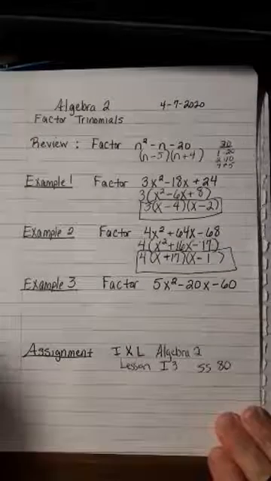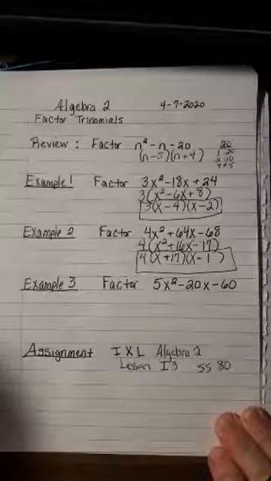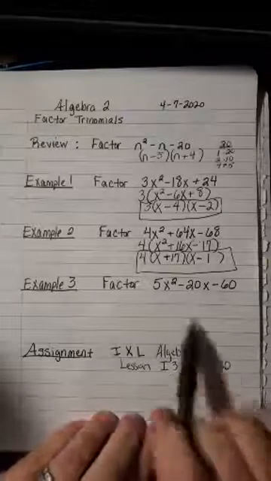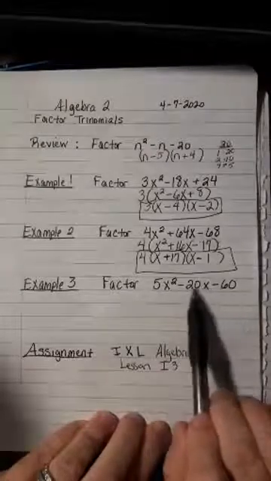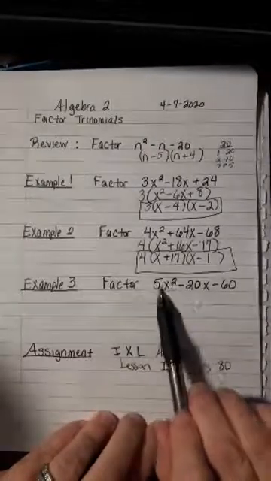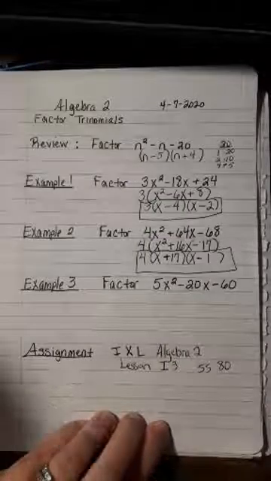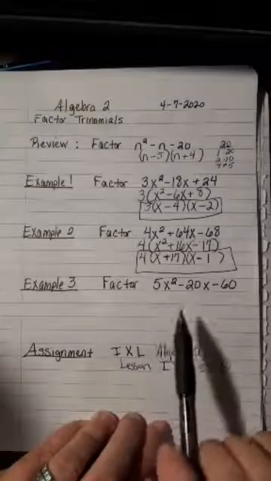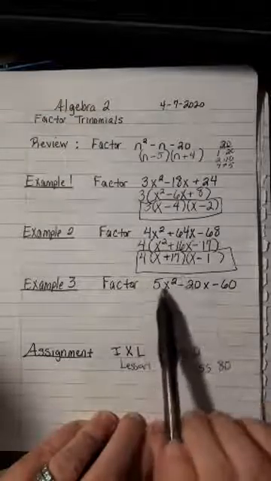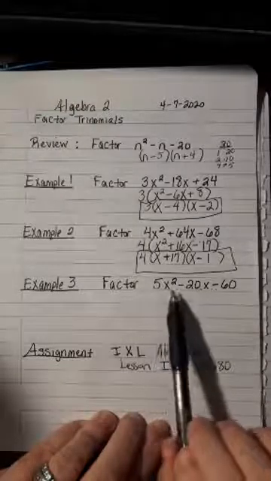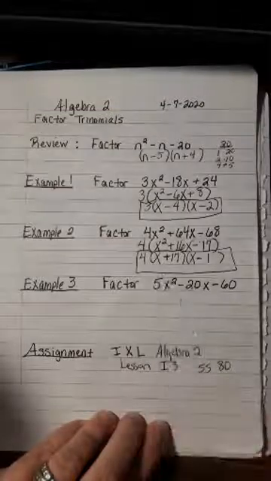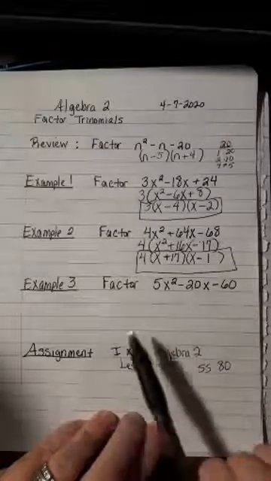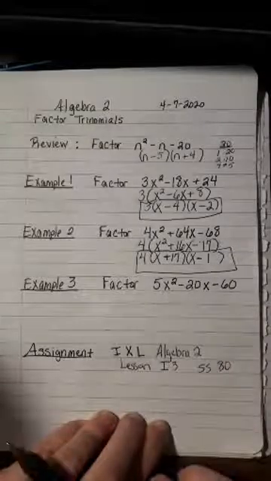And then our final example, example 3. Look at all 3 terms, and they can all be divided by 5. Now, I believe in all of the IXL problems that I came across, because I went through them before I did my examples, they all have a GCF of the first number in front of the x squared. This lesson in Algebra 2 is really easier than the lesson in Algebra 1 with these trinomials.